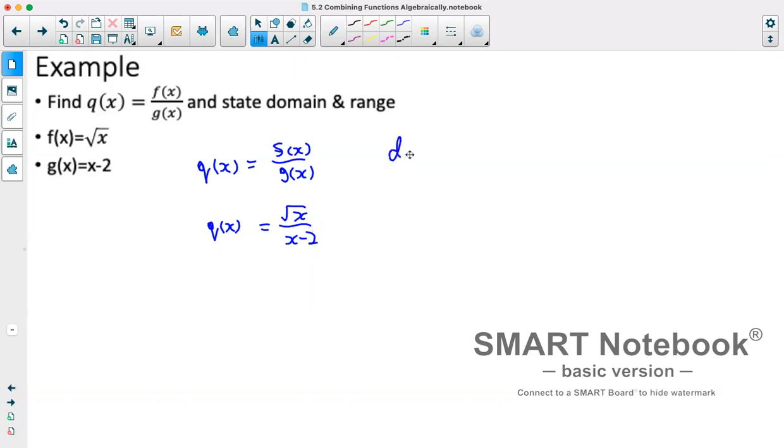Okay, so looking at this, we are going to have restrictions. For one, we know that x has to be equal to or greater than 0. But x also can't equal 2. Now to get our range on this, you may have to graph it out, and essentially y would be all real numbers.